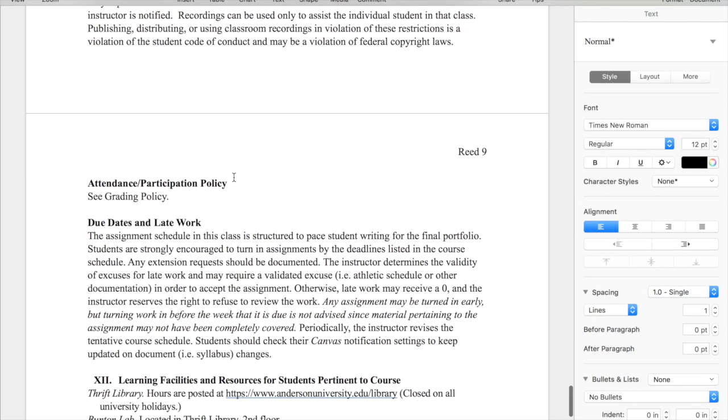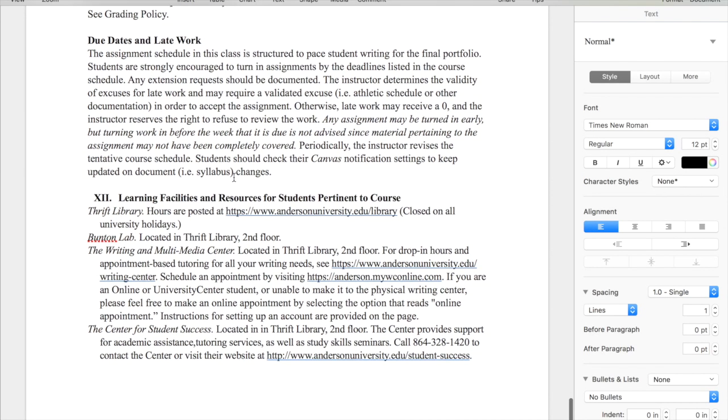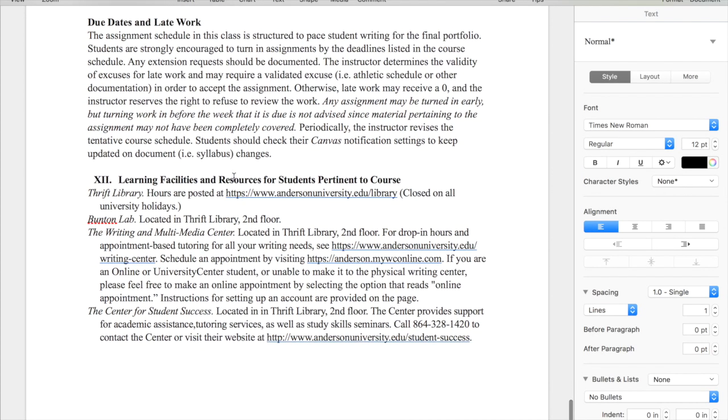You can see my grading policy for our attendance, due dates, and late work. Basically, what I'm asking from you is that you communicate. If you have something going on and you really need to turn something in, or you are maybe a day late and you have the assignment completed, but you just didn't get it turned in at the midnight deadline, please turn it in.